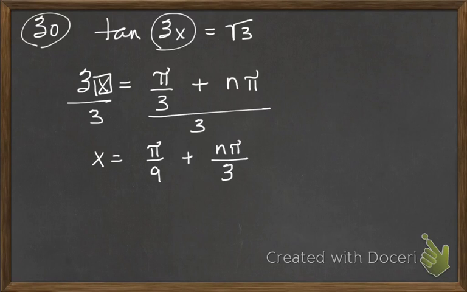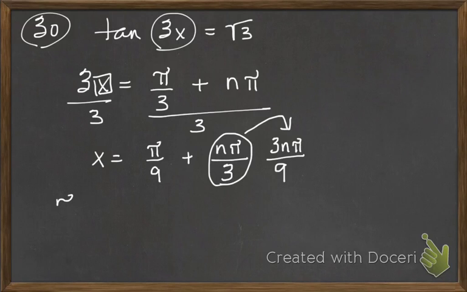Now, to make this a little bit easier, I need a common denominator, because I'm going to have to add n pi over 3 over and over again. So I'm going to turn this into a 9. And if I turn that into a 9, it's really 3n pi over 9, because 3/9 reduces to just 1/3. So I'm just doing this to help myself find all the angles between 0 and 2 pi.